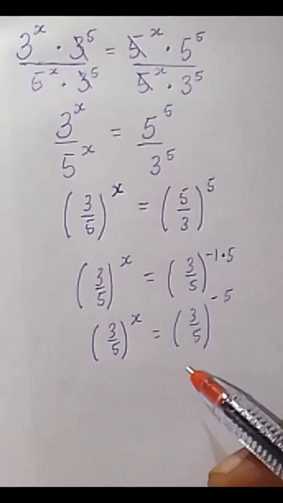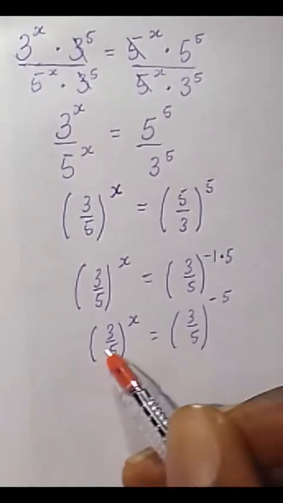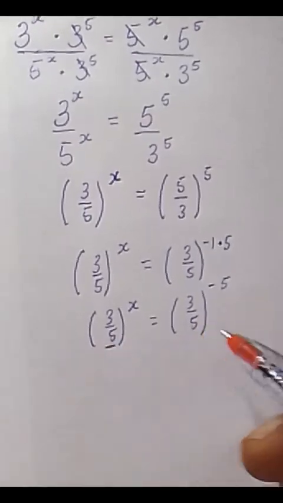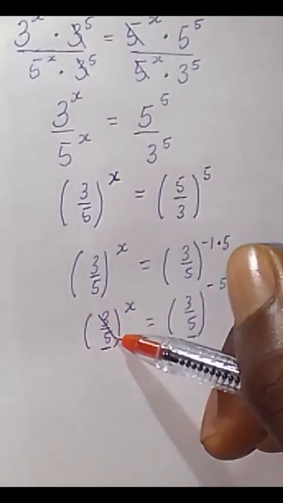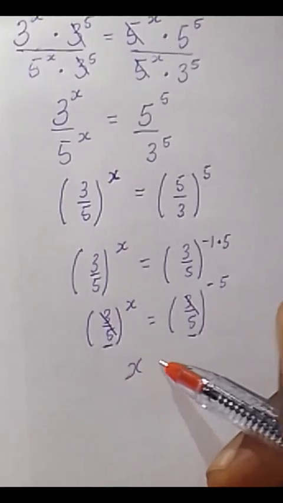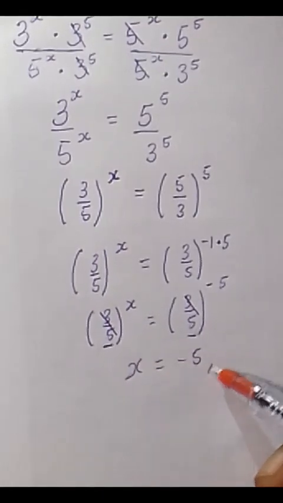So now from here we can see that the denominators are now the same thing, so this is the same as this, so it can go out from here. We have x equals negative 5. That's the answer.